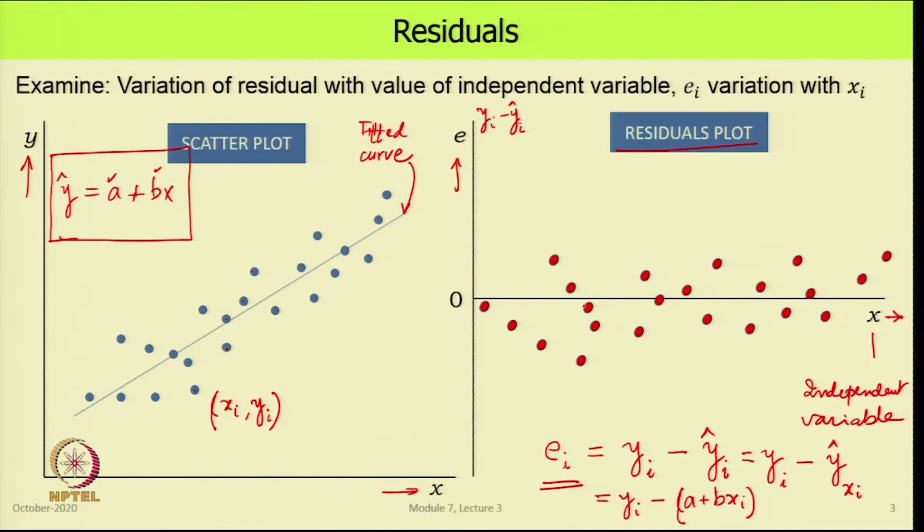Now, when we look at this, what we should see is that these residuals are fairly randomly distributed about 0. There are as many above 0 as below 0, and there is no discernible trend or pattern that we see in this. So, across x and at any x, there is randomness.